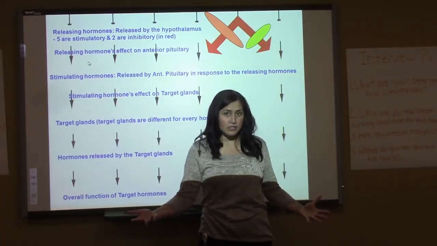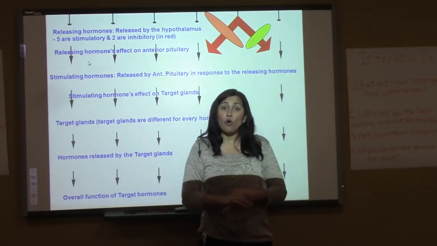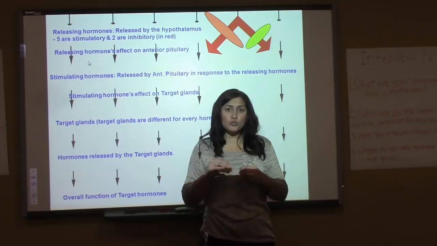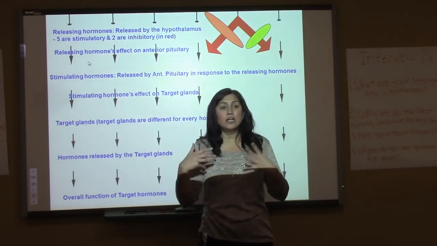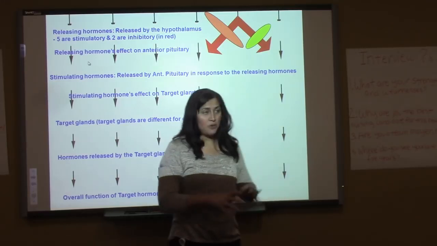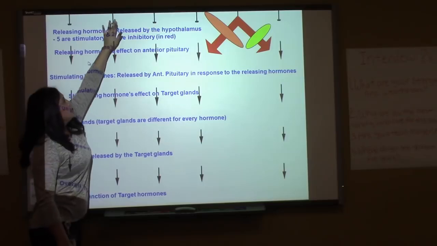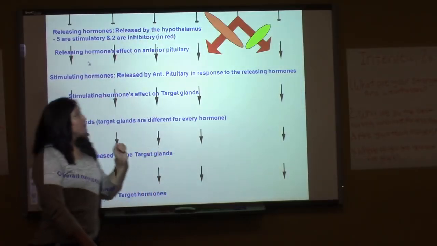these are called target glands. In response to that, the target glands now release target hormones. These target hormones will now go to different tissues in our body and exert their function. So right here, this right here is the hypothalamus.